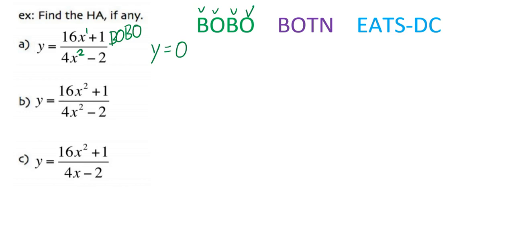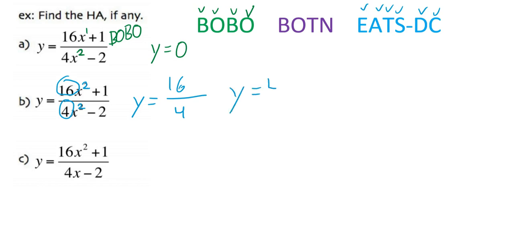In example B, the degree of the top is 2. The degree of the denominator is 2. So this is a case of exponents are the same, so we're going to divide coefficients. Our horizontal asymptote will be y equals, and we divide the leading coefficients, 16 over 4. And of course 16 over 4 simplifies. The horizontal asymptote for this one will be y equals 4.